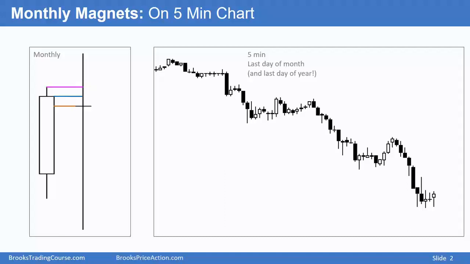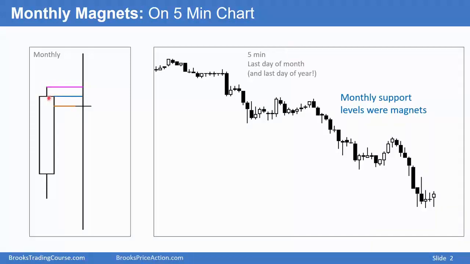On the left, I have a monthly chart, and on the right, I have a 5-minute chart of the last day of the month. It turns out this was also the last day of the year. At the end of a month, the market often pays attention to monthly support and resistance. At the end of the week, the appearance of the weekly chart is being determined, and the market will pay attention to support and resistance on the weekly chart, especially in the final hour of the day.